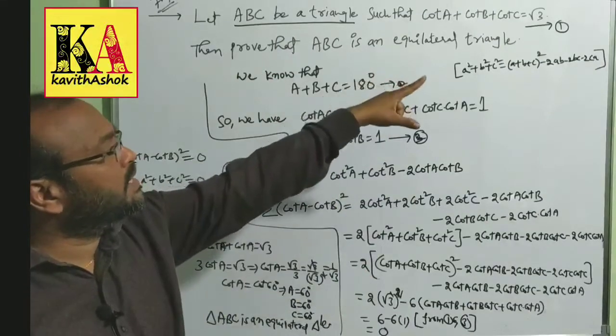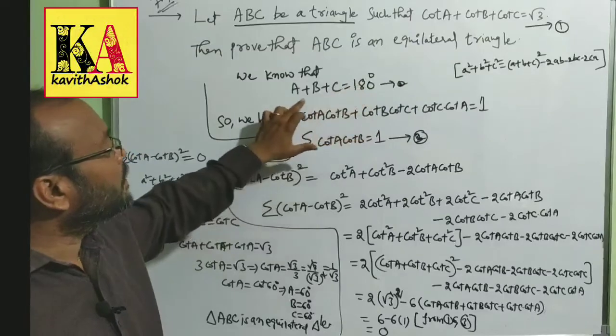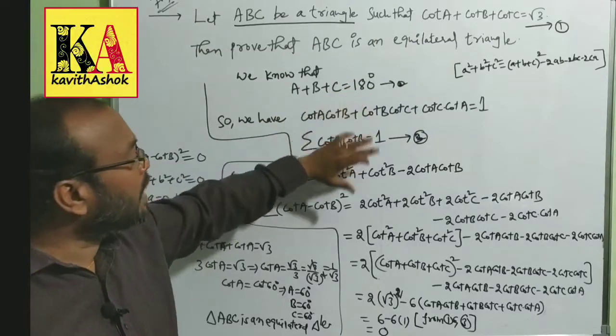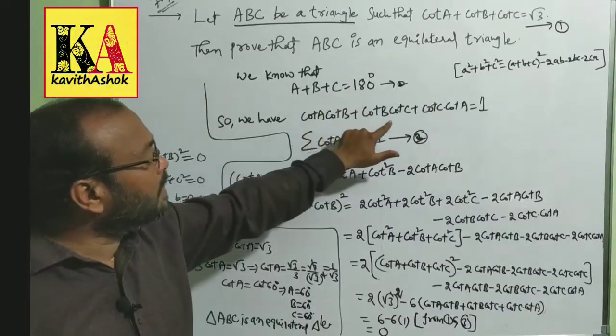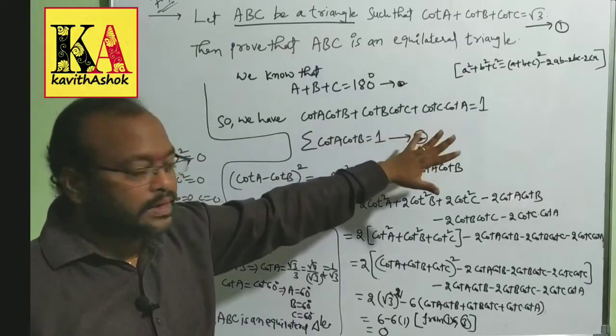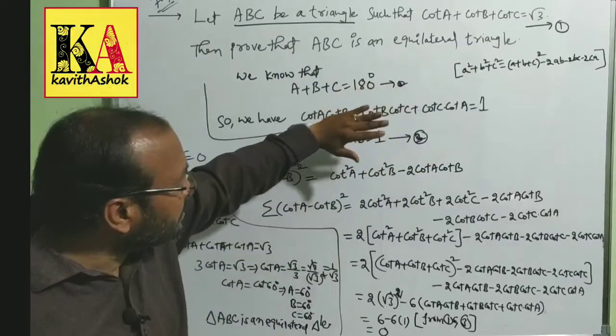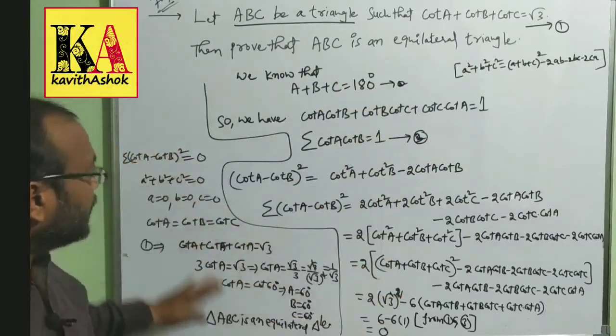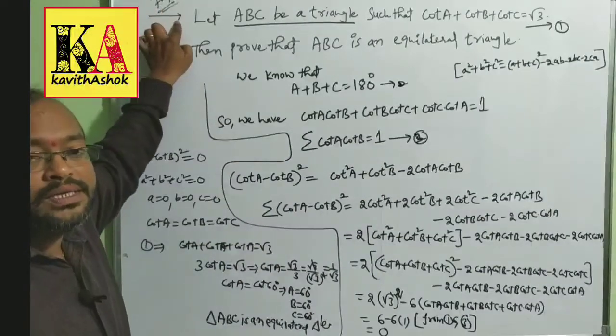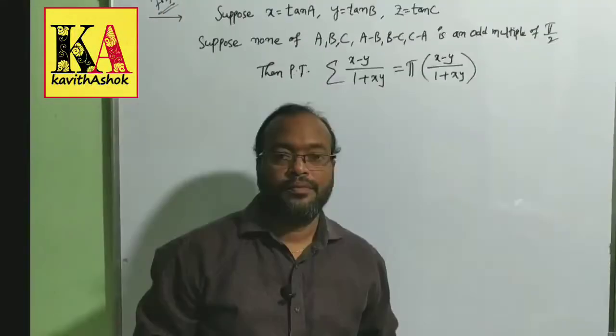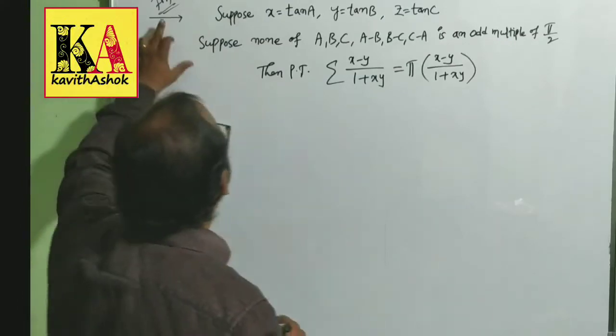So what is the main concept here? What is given here? A plus B plus C is equal to 180 degrees, in the sense we have to remember cot A cot B plus cot B cot C plus cot C cot A is equal to 1. So by using these concepts, if we solve like this, we can get 7 marks. So this is a very, very important problem.